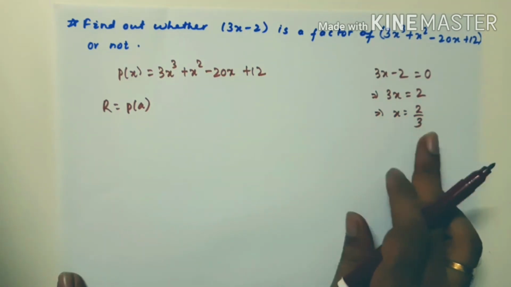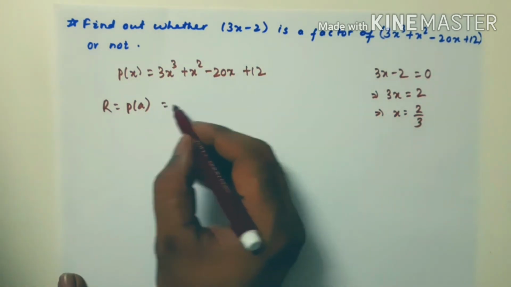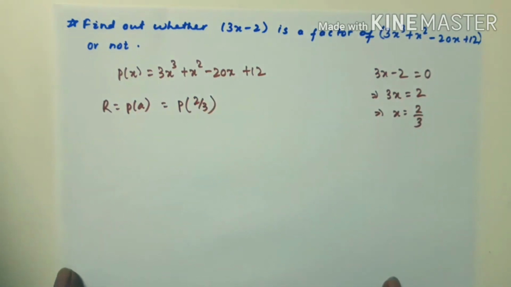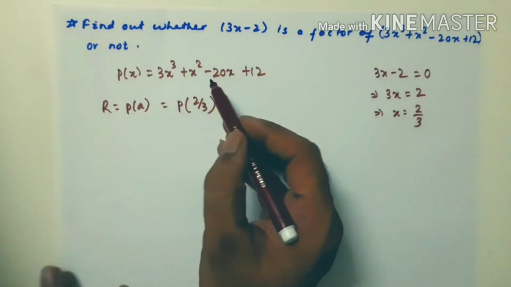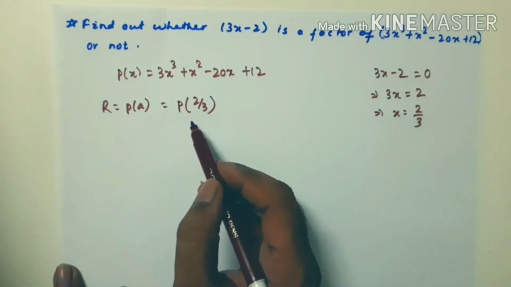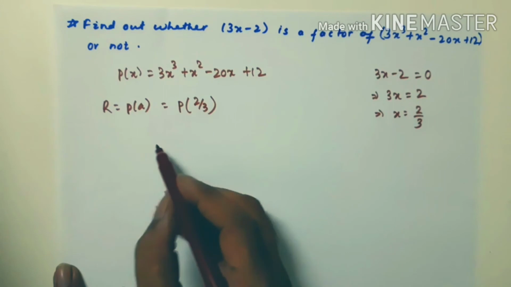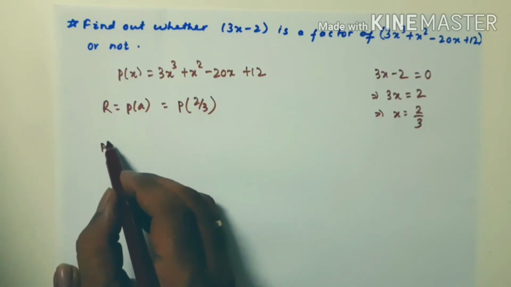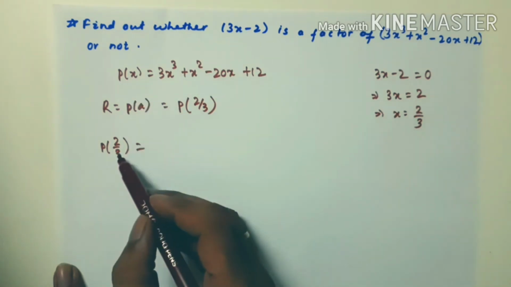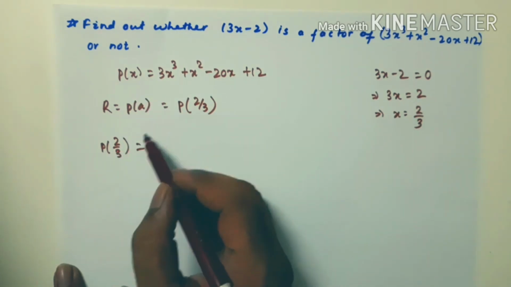So this value we will put here. So we get p of 2 by 3. That means if I divide this p of x by 3x minus 2, the remainder will always be p of 2 by 3. So let's find it out first. So p of 2 by 3. In place of x, you just have to put 2 by 3 in that polynomial.